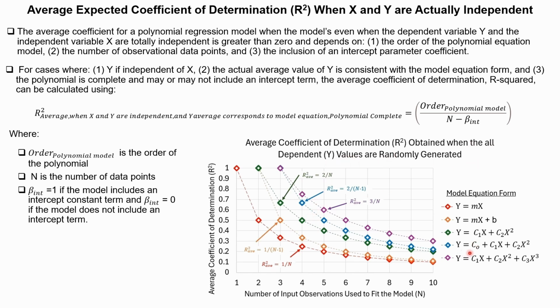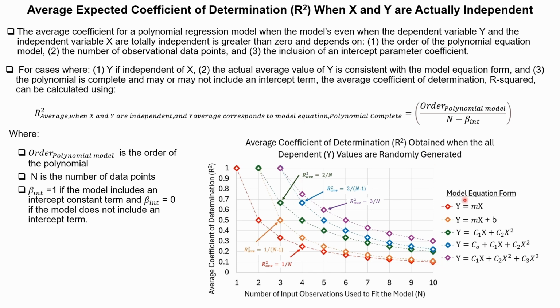As shown in blue, if the model equation form is a complete second order model, including an intercept term, the numerator is 2 and the b-intercept is 1. And therefore, the average R-squared value, where x and y are totally independent, would be 2 over the quantity n minus 1. And for the case where n equals 4, this results in 2/3 as my average R-squared value, despite the fact that x and y are totally randomly generated. Despite the fact that all 4 values of y are randomly generated.